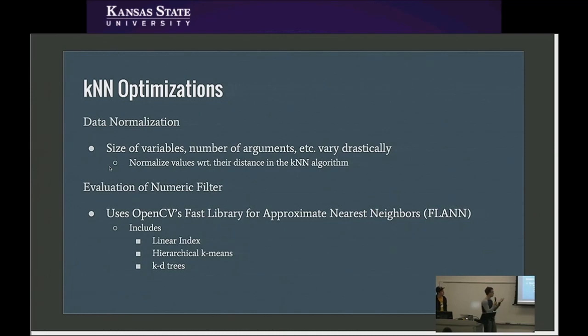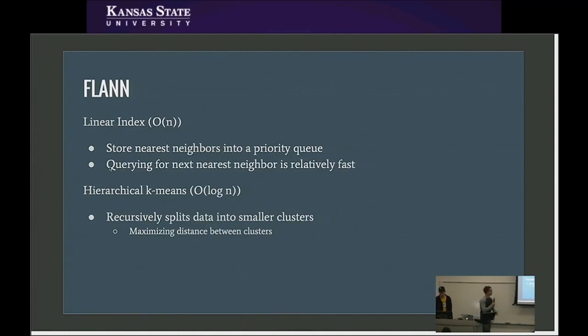There are 3 options you can use: the linear index, the hierarchical k-means, and KD trees. They have big names, but they're pretty easy to understand. The linear index is probably the slowest running time, and it basically just stores the nearest neighbors in a priority queue, and then you just query the queue. So if you want the next nearest neighbor, you just pop that off the top.